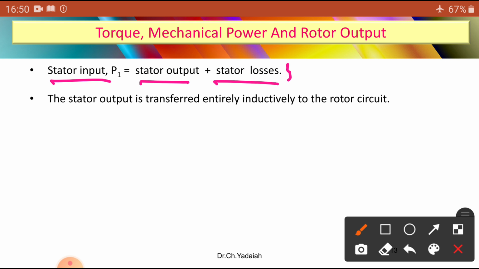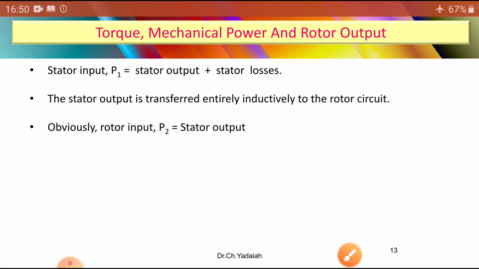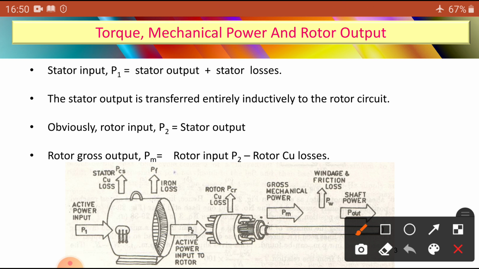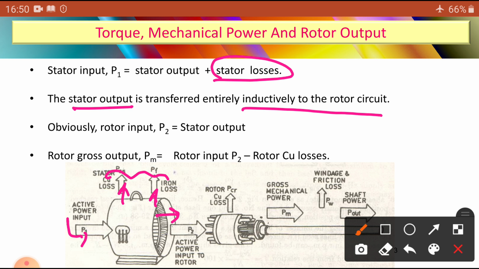Okay, then you have the figure also, you can see here. Whatever P1 is given, this is one loss, this is the other loss. These both are the stator losses. The stator output is the input minus these losses. So the stator output is transferred entirely inductively to the rotor circuit. Okay, so electrical is converted to electromagnetic, and that magnetic energy is transferred to the rotor.